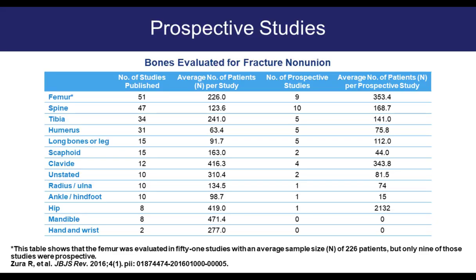So here is just a list, and it's a very busy slide. I'll give you some time to look at it. But what this is, in the last 20 years, this is the prospective studies addressing non-union in these bones. So find your favorite bone on the left, and then we can walk across. And let's just pick one here. We'll look at the tibia.